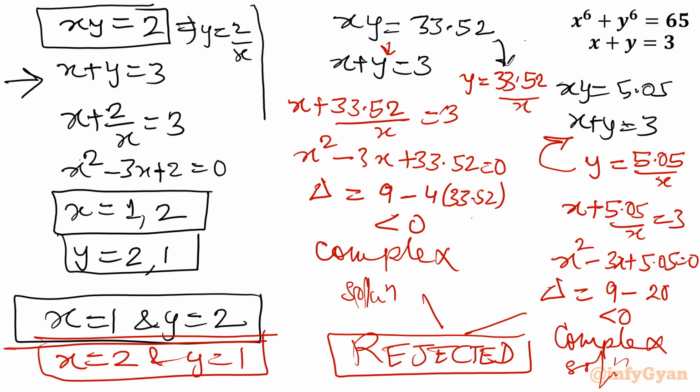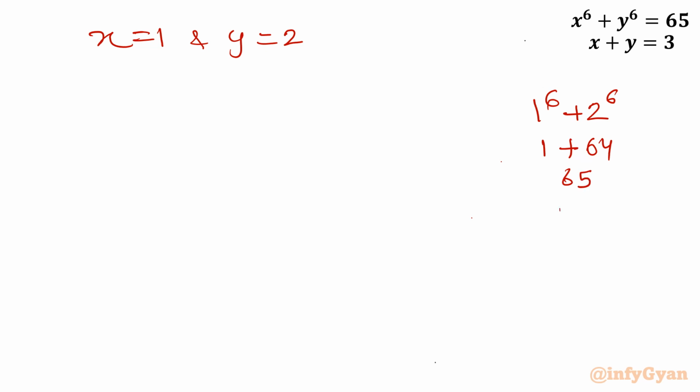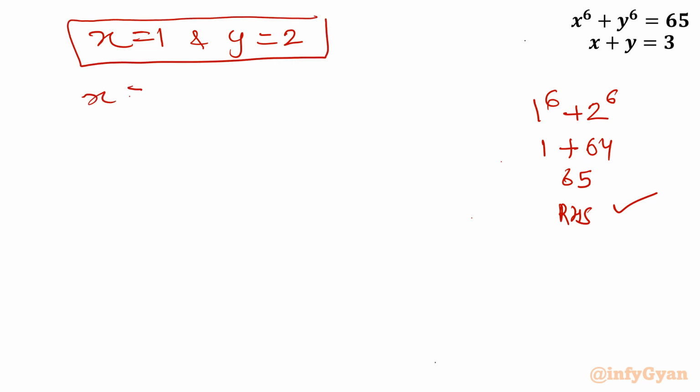Let's verify quickly. So I will put x is equal to 1 and y is equal to 2. So 1 power 6 plus 2 power 6: 1 plus 64, which is 65, which is our RHS, verified. And because the equation is symmetrical, both values are true: x is equal to 2 and y is equal to 1.